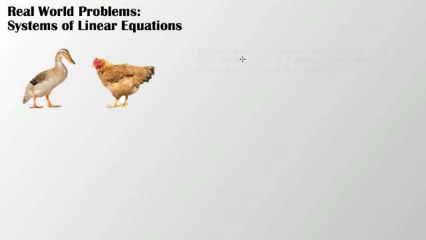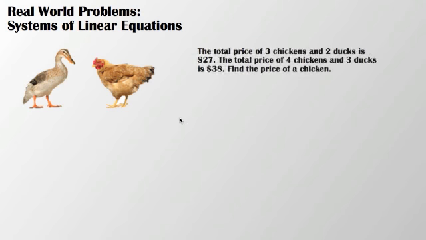Here's the first one. The total price of 3 chickens and 2 ducks is $27. The total price of 4 chickens and 3 ducks is $38. Find the price of a chicken. Alright, so this one's pretty straightforward. Some people like to use X and Y. I'm fine using D for duck and C for chicken if it helps to set up the problem.